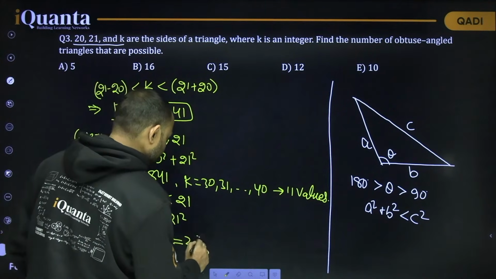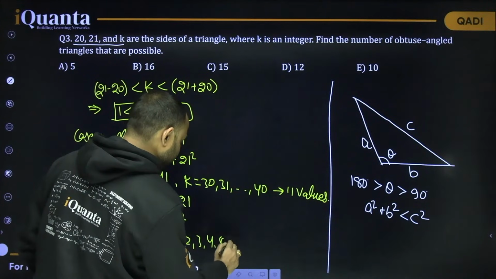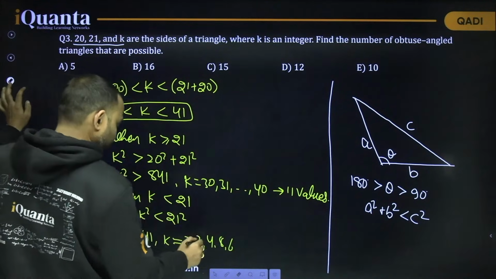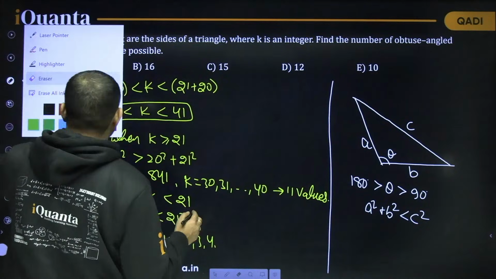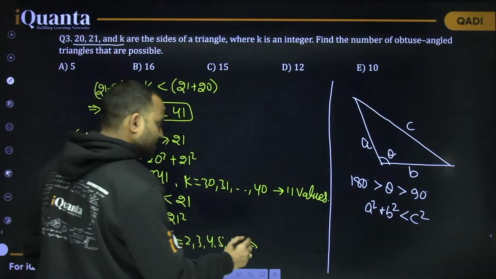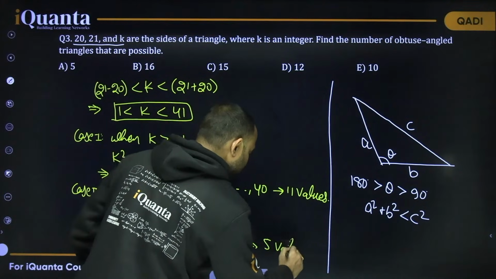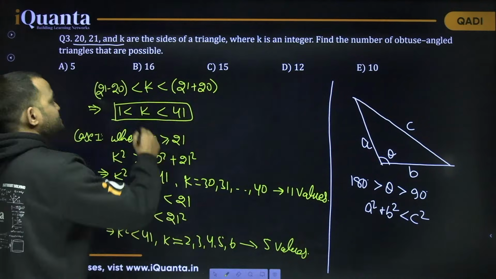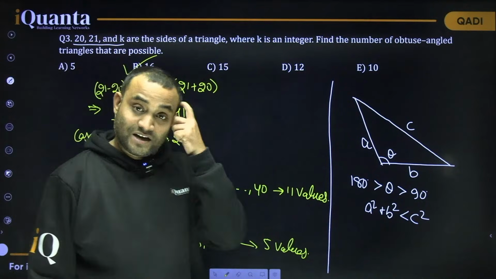So, k should be 2, 3, 4, 5, 6. So, how many values do we get here? We get 5 values. So, total 11 plus 5, which is equal to 16 values of k possible.